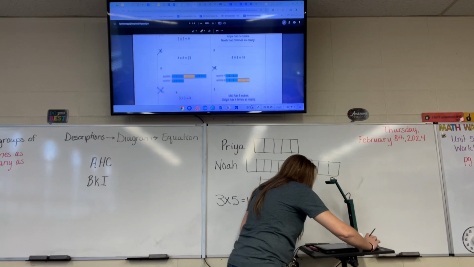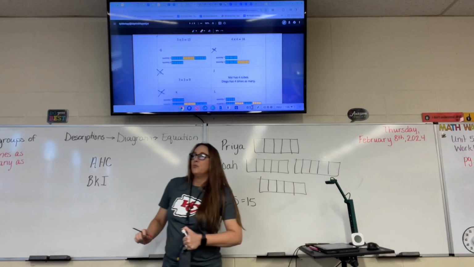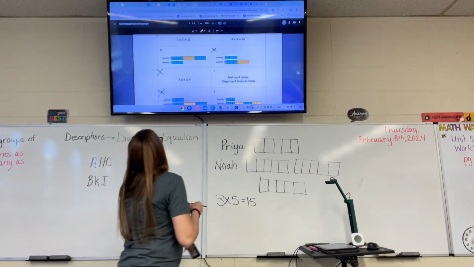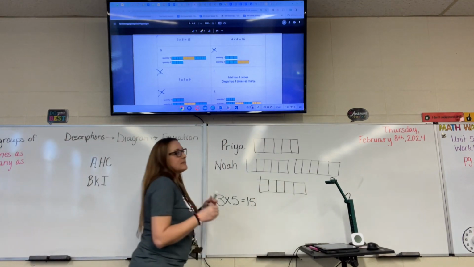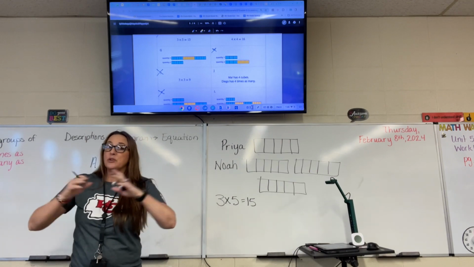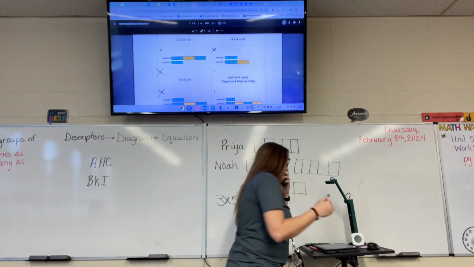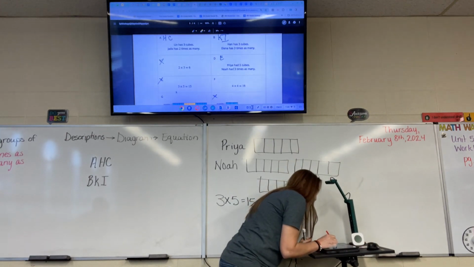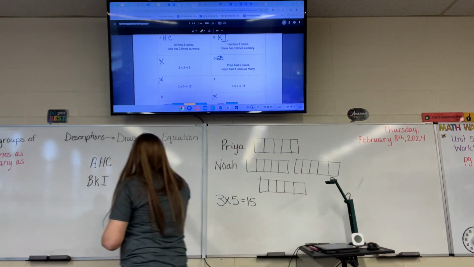What is the picture that goes with D? Jackson? G. Yes. Now it's different because they put them in a different order. They put the longer on top, but it still matches our picture, right? So D, G, and E go together.